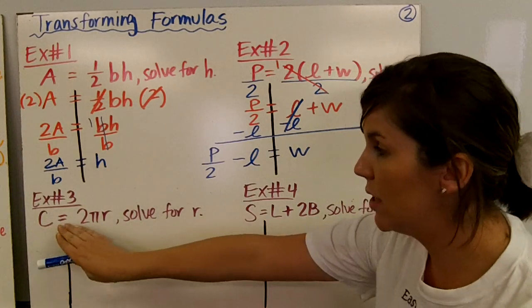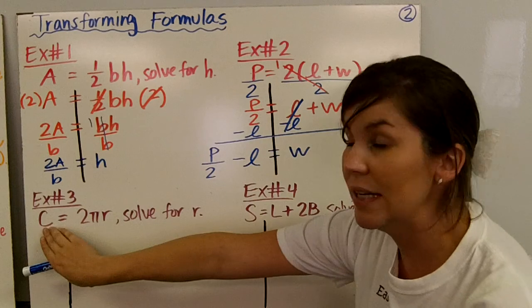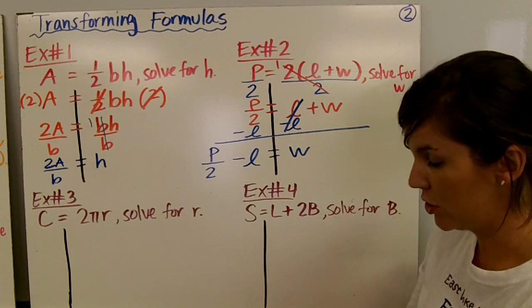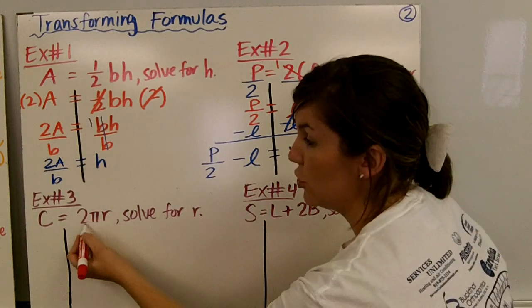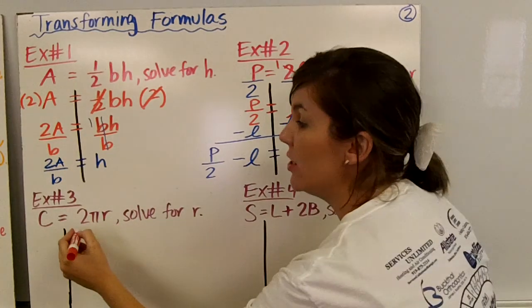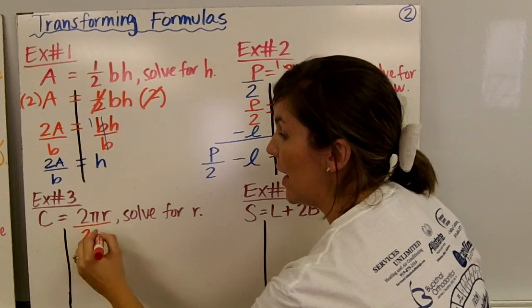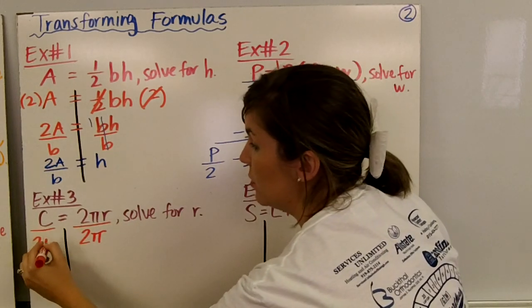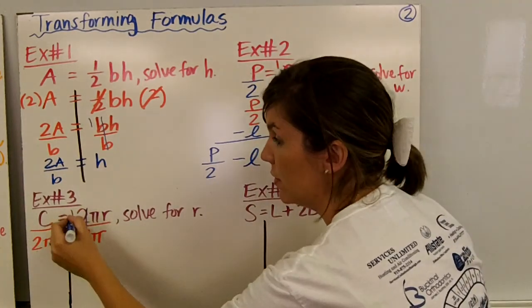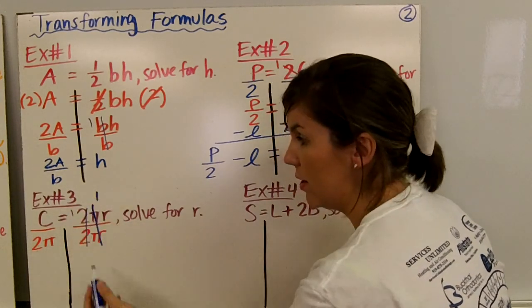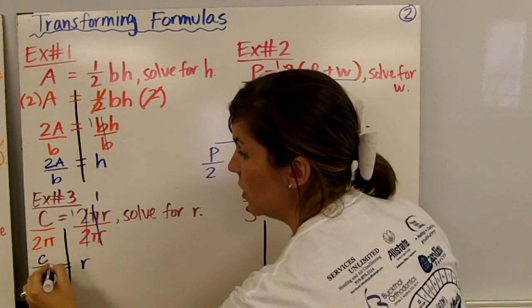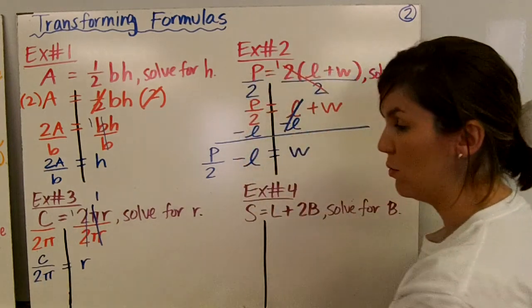Example number 3, C equals 2 pi r. Solve for r. C is circumference, 2 pi times the radius, so we're solving for the radius of a circle. Now, I have 2 times pi times r. Instead of dividing by 2 and then dividing by pi, I can just divide by 2 pi in one step. Divide both sides by 2 pi. And I can do this because 2 divided by 2 is 1. Pi divided by pi is 1. And 1 times r is just r. So I have C divided by 2 pi is equal to r.